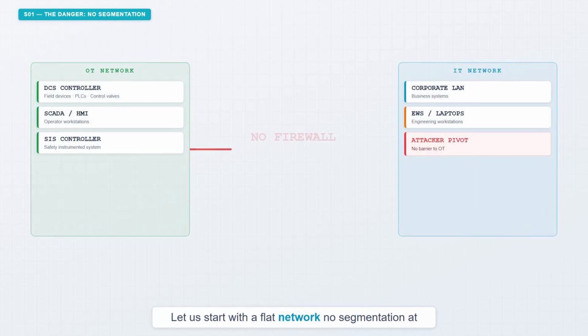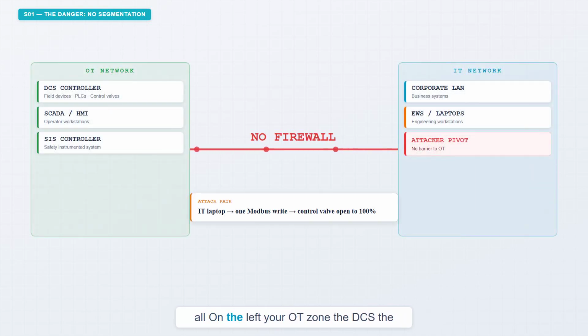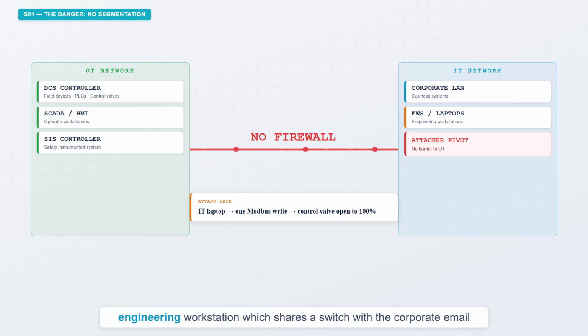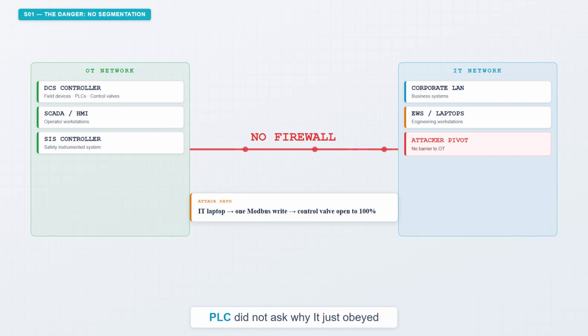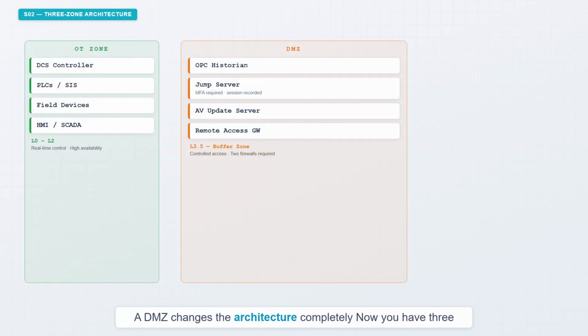Let us start with a flat network, no segmentation at all. On the left, your OT zone: the DCS, the PLCs, the field devices. On the right, the corporate IT network. In a flat network, these two talk directly. Your historian has an IP on the same subnet as your engineering workstation, which shares a switch with the corporate email server. One compromised laptop on the IT side, one Modbus write command, and your control valve opens to 100%. The PLC did not ask why. It just obeyed.